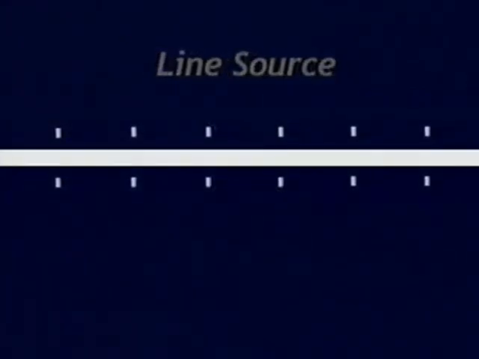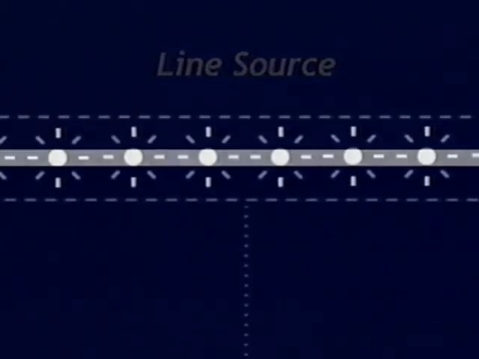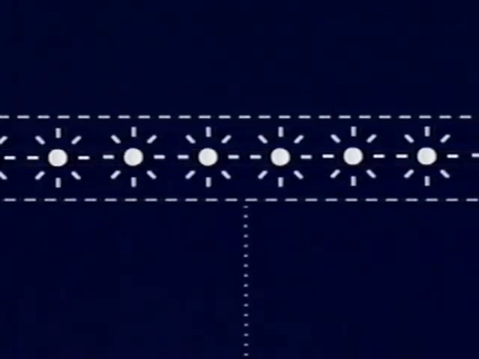A line source radiates sound cylindrically. It can be composed of multiple point sources arranged on a line located at a perpendicular distance relative to the observer. The sound levels measured from a line source decrease at a rate of 3 dB per doubling of distance. This is a decrease due to cylindrical spreading.